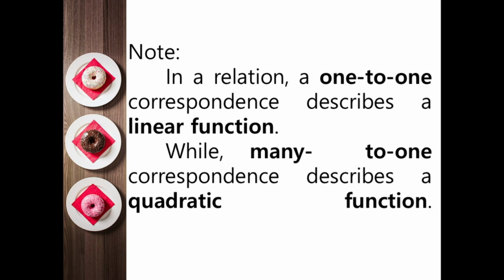So take note, in a relation, a one-to-one correspondence describes a linear function. So if there is one-to-one correspondence between two relations, it describes a linear function, while many-to-one correspondence describes a quadratic function. So take note, one-to-one correspondence is a linear function, while many-to-one correspondence describes a quadratic function.